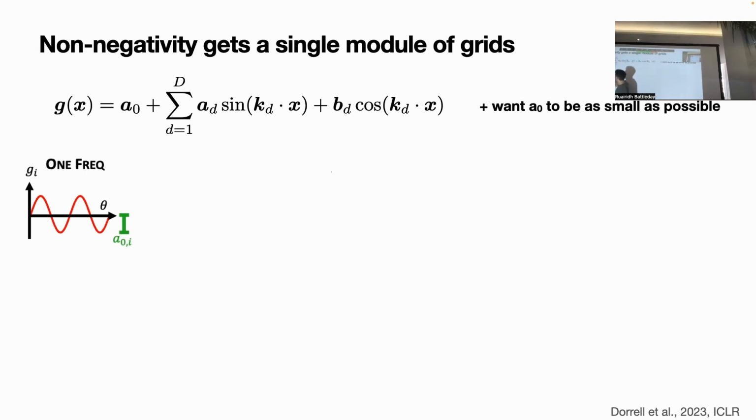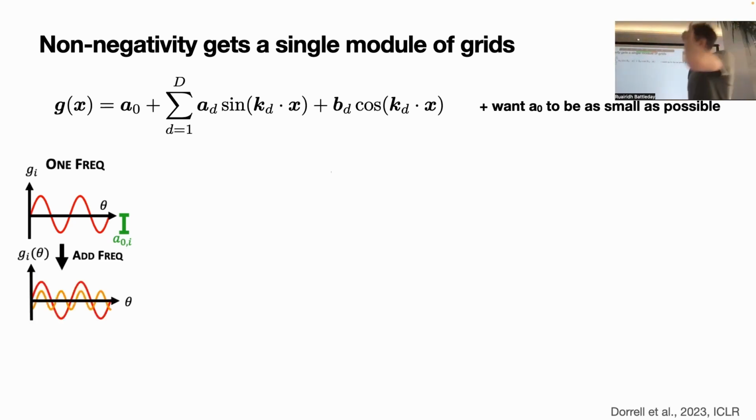Of course, that single frequency goes negative, so it's not non-negative. One thing we could do is add a constant value to it and shift it all up to be non-negative. But that takes up energy. If we can make it non-negative by adding different sines and cosines, that's preferable to us, because sines and cosines are still useful for discriminating locations.